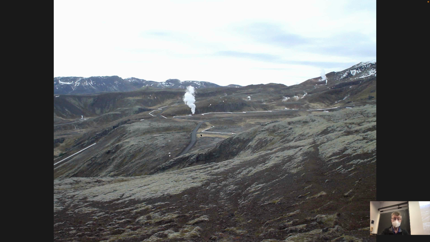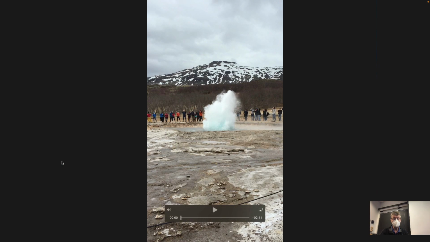This is Nesjavellir, which is a geothermal site close by. These are the individual well heads that you see steaming. These are the pipes that collect the geothermal fluids and take it to a central geothermal plant. I think this site produces some of the hot water that's used in Reykjavik.